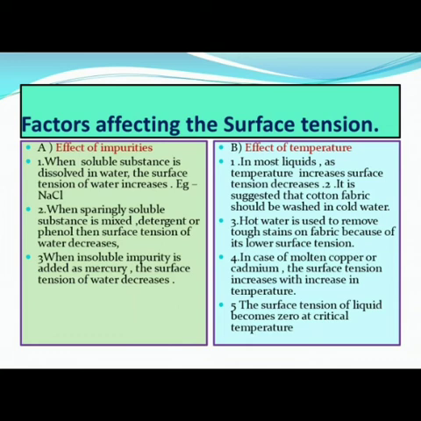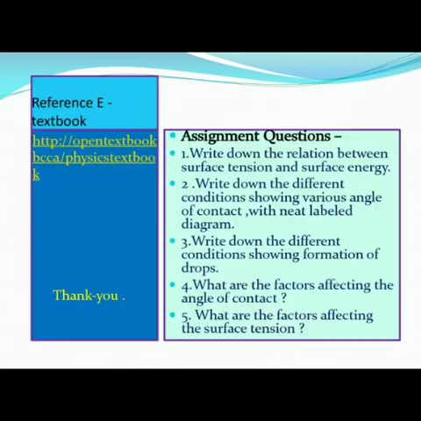Let us go on to the case of molten copper or cadmium. This is the state of a liquid which is in a molten state. So the surface tension increases with the increase in temperature. And the last example of the effect of temperature is that the surface tension of a liquid becomes zero at a critical temperature. With this, students, we complete your part 3 topic that was related to surface tension and angle of contact. Let us move on to your assignment questions.